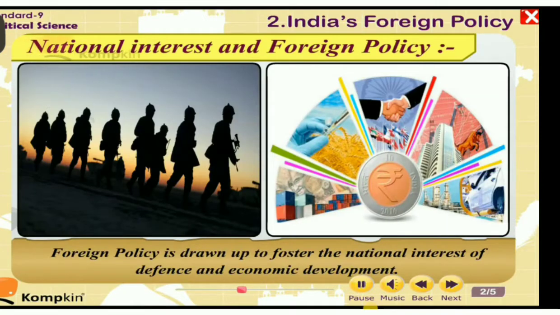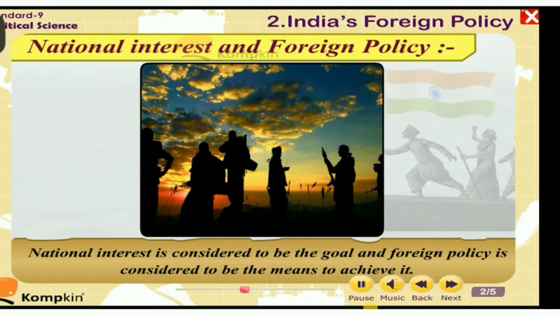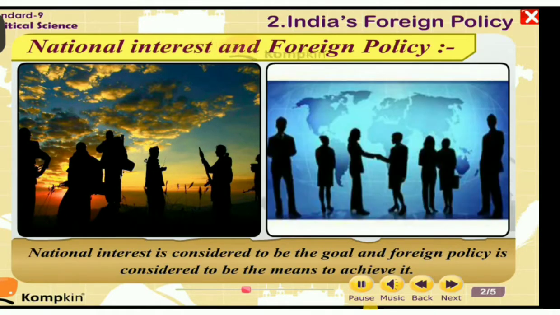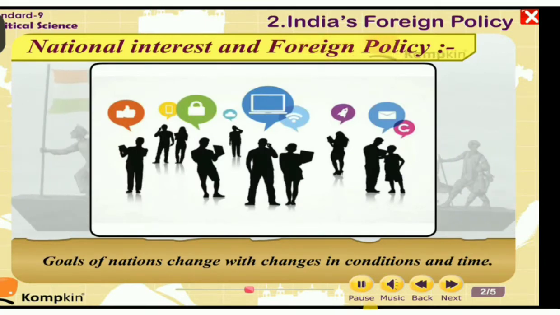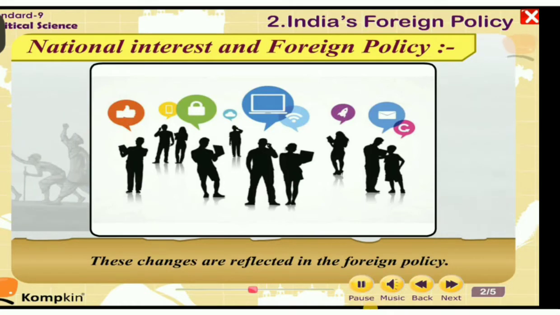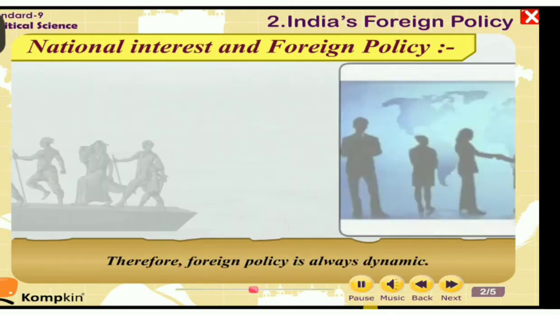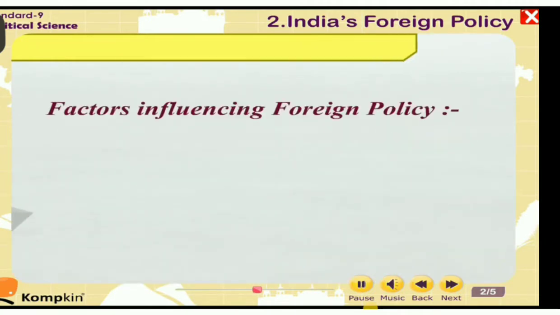Foreign policy is drawn up to foster the national interest of defense and to have economic development in the country. National interest is considered to be the goal and foreign policy is considered to be the means to achieve it. I do have a goal and I do have the way to achieve it. Goals of a nation change. Normally, when goals change, the national interest will also change, and these changes are reflected in the foreign policy. The foreign policy is always dynamic. Dynamic means it changes all the time.